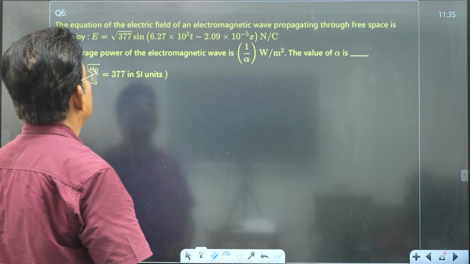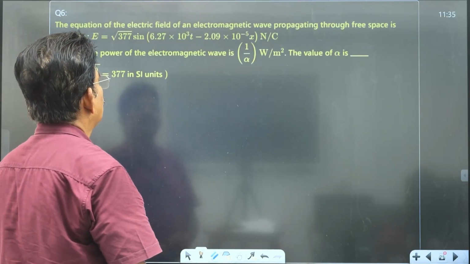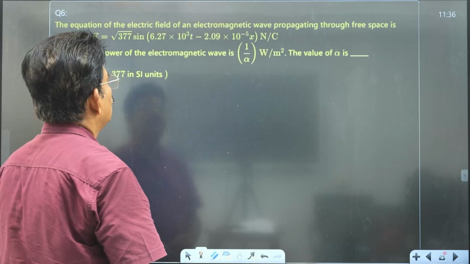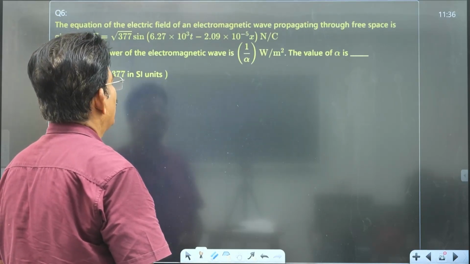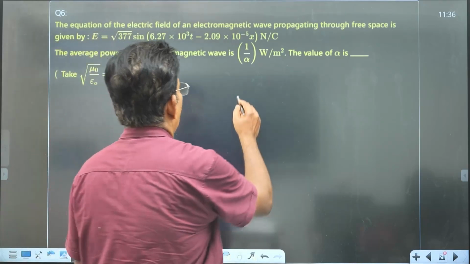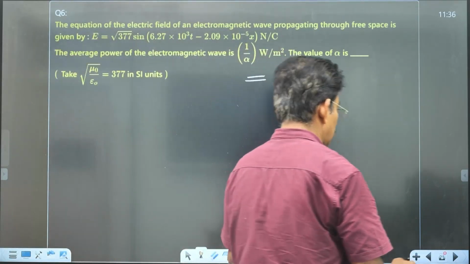The equation of the electric field is given by root 377 sine (6.27 × 10^3 t, 2.09 × 10^-6 x). The average power of the electromagnetic wave is given by 1 by alpha. We have to find the value of alpha. It is given that root of mu 0 by epsilon 0 is 377.